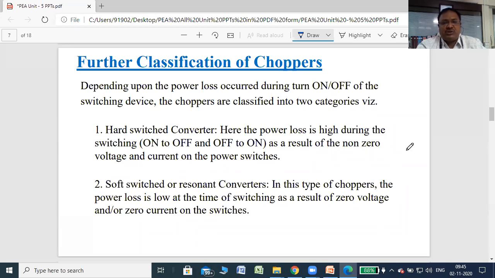And in soft switch or resonant converters, the power loss is low at the time of switching as a result of zero voltage and or zero current on the switches. Okay, so these are the two types of choppers, but not given in your syllabus.